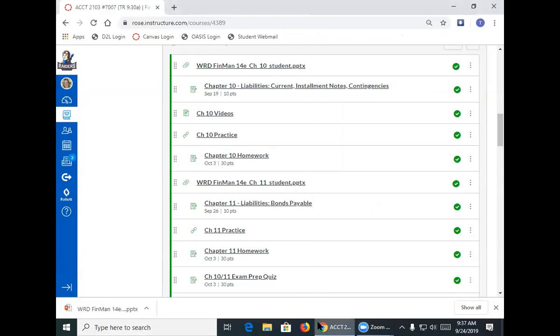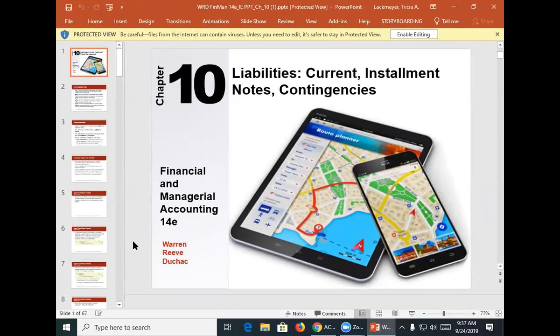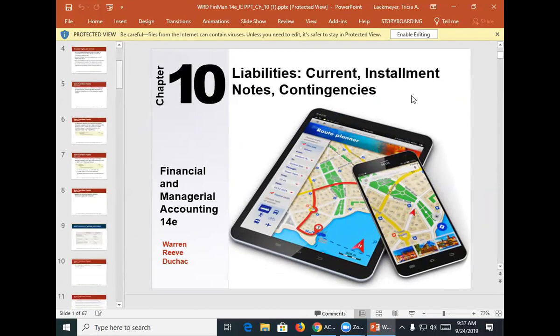Okay, so we are ready to pick back up in Chapter 10. We kind of left off at payroll tax. So let me find the slide where we're at.